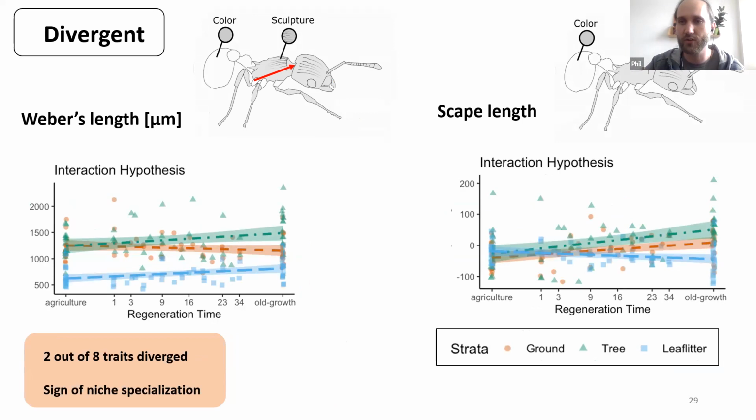I also had some that showed the exact opposite trend, so the divergence. Actually, these are the only 2 traits that showed that, which are the Weber's length and the scape length. So the Weber's length is sort of an indication for body size, and the scape length is involved in the ant's perception, let's say, so the antenna and so on. And we can see that the strata become over time much more distinguished in their functional composition.